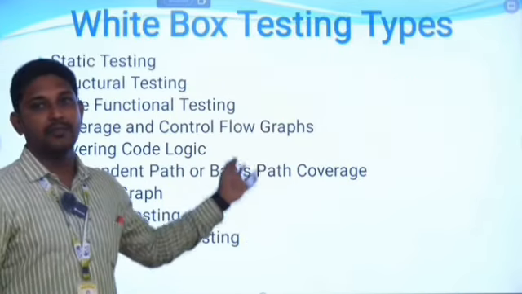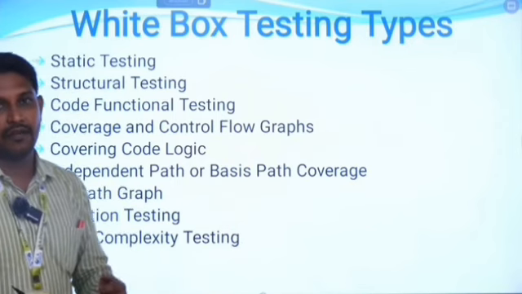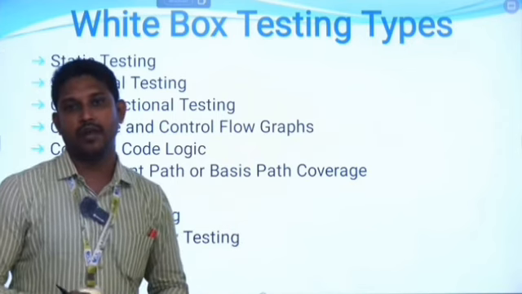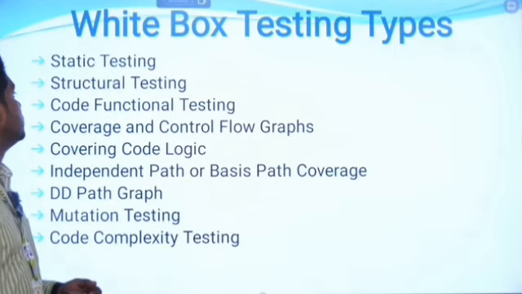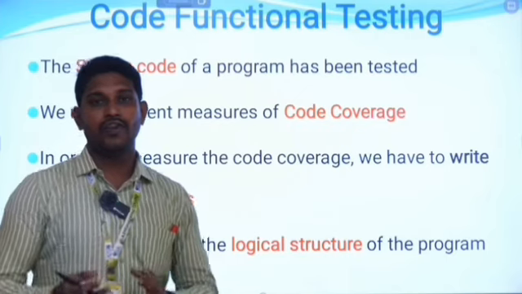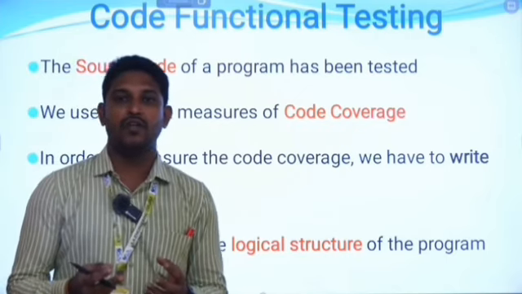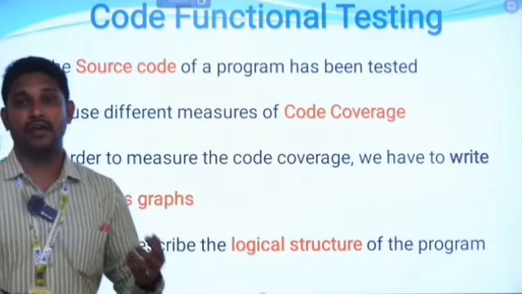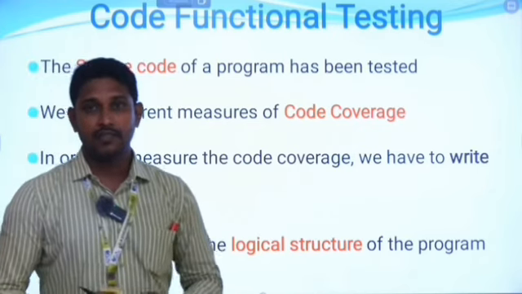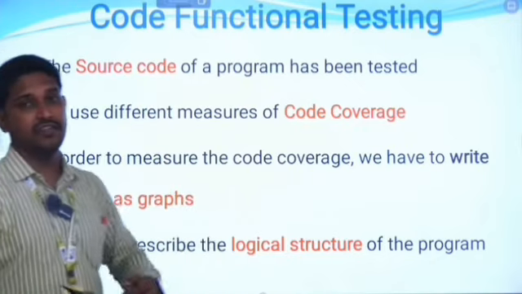We have different types of white box testing, totally 9 types. Among these 9 types, I am going to explain a few important ones. The first is code functional testing. In code functional testing, the actual source code will be tested. For example, if the code is 4 or 5 lines, it will be easily tested. But if the code is 100 lines, how will the source code be tested? For that reason, code functional testing is used.